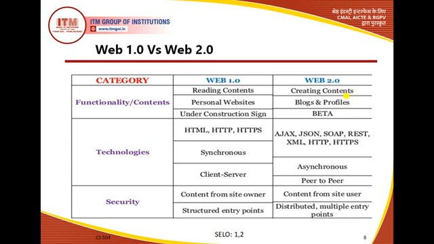The technologies are synchronous in the case of Web 1.0, but in the case of Web 2.0 the technologies are asynchronous, because here dynamic allotment is done for any particular data, and the time is not synchronized on both ends, that is, the client machine side and the server side. Since the clocks are not synchronized on both sides, that's why it is called asynchronous technology.